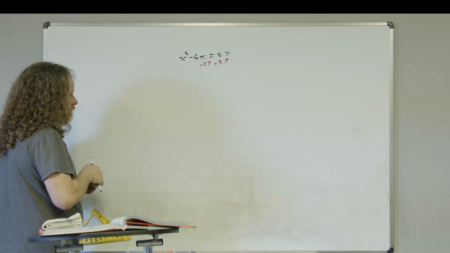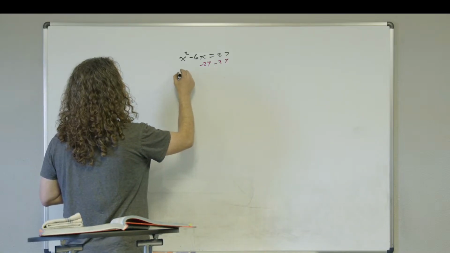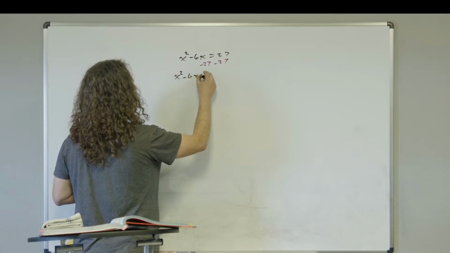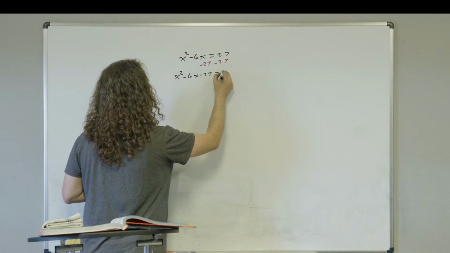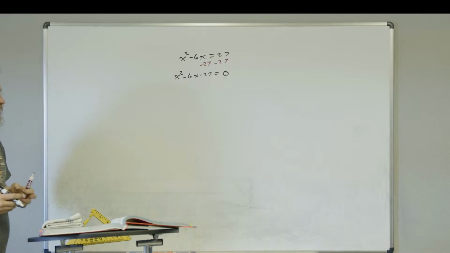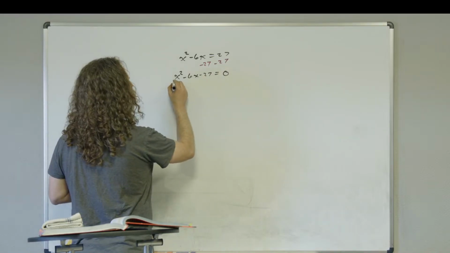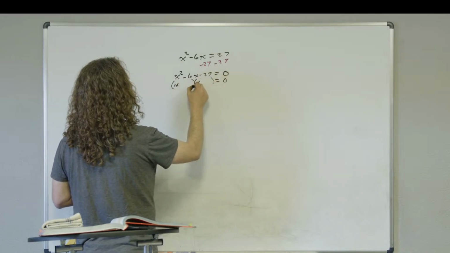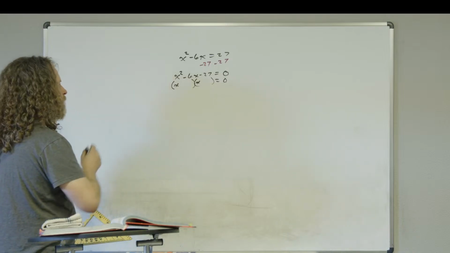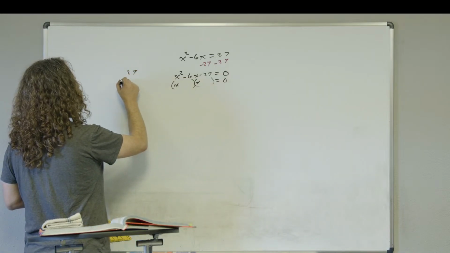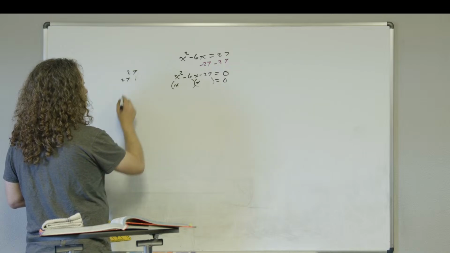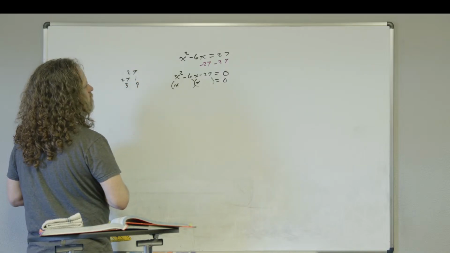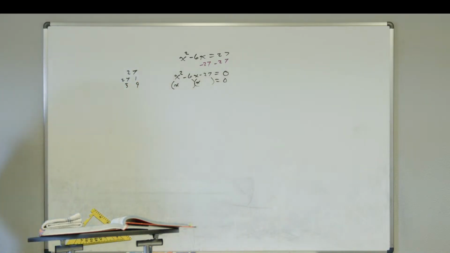So then we have x squared minus 6x minus 27 equals 0, right? Now what should we do? Parentheses. x and x. What are the factors of 27? 3 and 9. That's it, right? Okay, so what do we want to try?